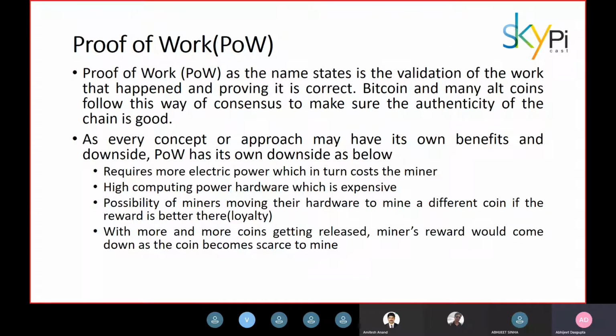Proof of work, as the name states, is the validation of the work that happened and proving that it is correct. Bitcoin and many of its alternative coins follow this exact way of consensus to make sure the authenticity of the blockchain is good.